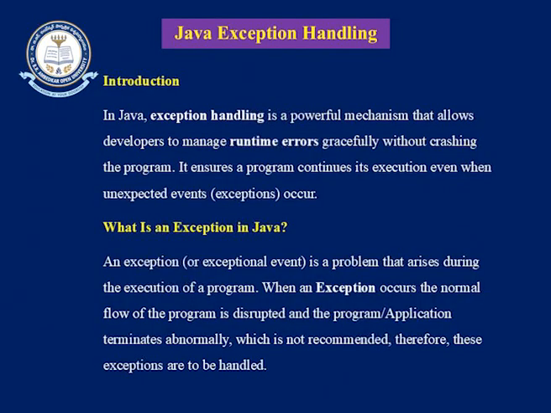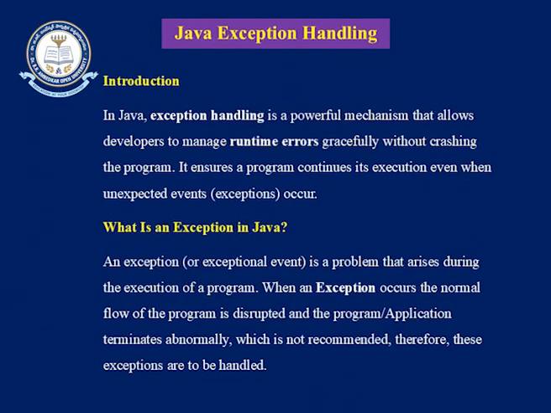Today we will discuss Java exception handling. First, we will discuss the introduction to exception handling. In Java, exception handling is a powerful mechanism that allows developers or software engineers to manage runtime errors in their code without crashing the program. While executing the program, at compile time or runtime, there may be some errors.